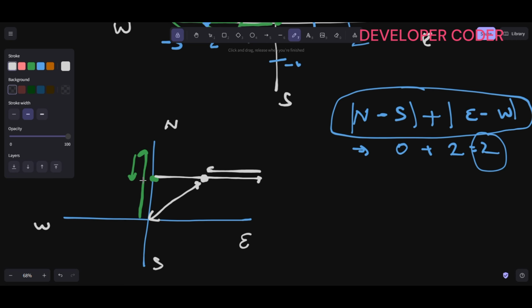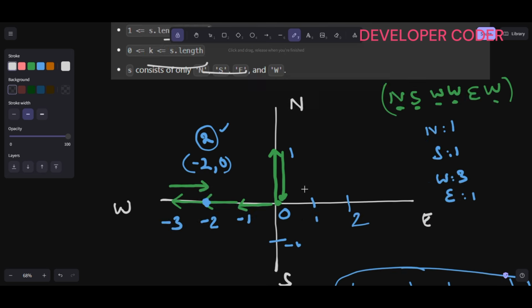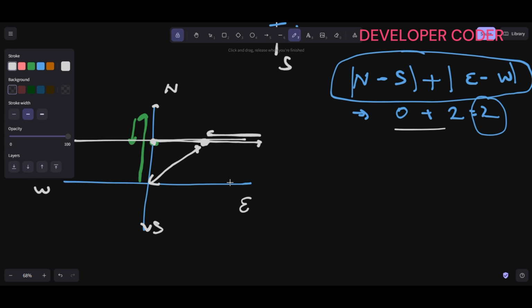How are you going to get this value? On this axis, we take the absolute value of north minus south, and then we reach here. And on this line, we take east minus west, and then you reach here. So this is what we need to do, and with this we can get this distance. Right now I am not applying the k value or anything yet, but this is the basic idea, and this is how I am deriving this formula: north, south, east and west.